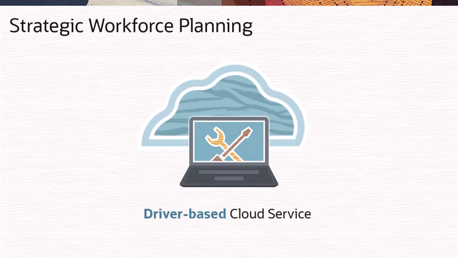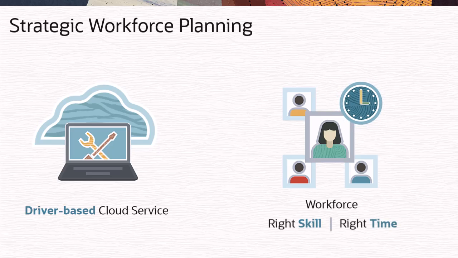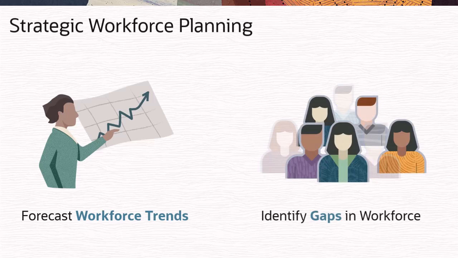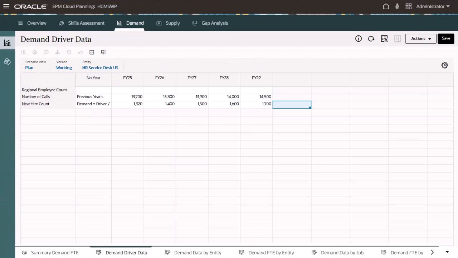Strategic workforce planning is a driver-based system that helps you ensure that you have a workforce with the right skills at the right time to support your organization's strategic objectives. With strategic workforce planning, you can proactively forecast future workforce trends and identify gaps in your workforce against your strategic goals. Demand drivers in strategic workforce planning are defined by the administrator.